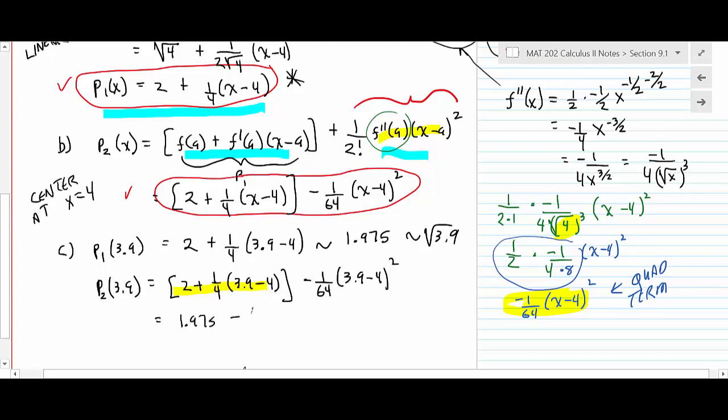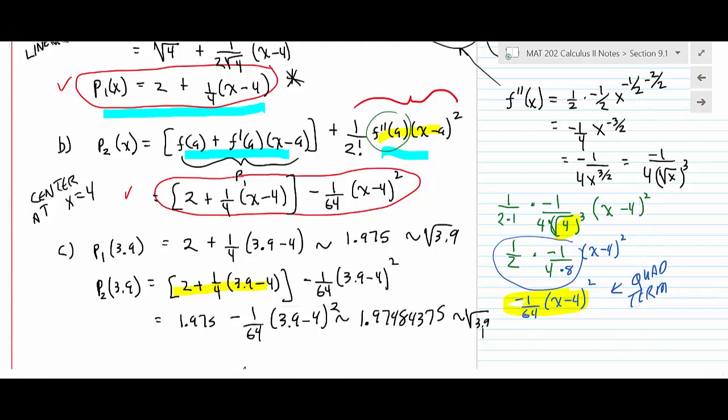That's what we had there. And then when you do the rest of this on the calculator, I'm just going to give you the answer because I think I already did this before class. You can check my calculation if you want to. I got 1.97484375. So that's the quadratic approximation of the square root of 3.9. That would be how you can use linear and quadratic approximations for a square root.